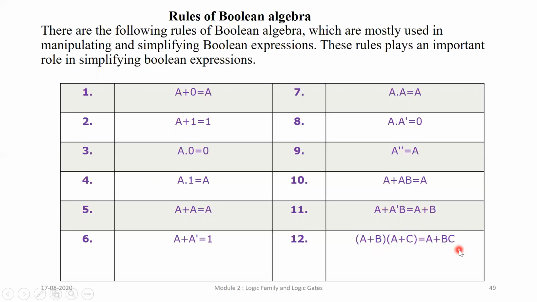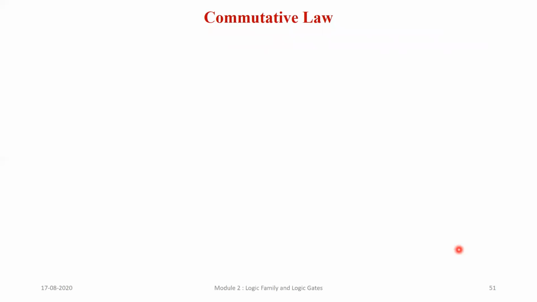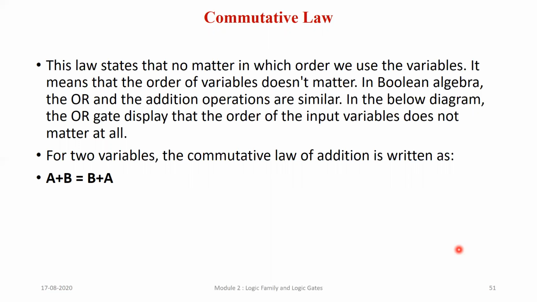So you should remember these 12 rules properly. In the next class, I will show you how you will use these formulas to reduce expressions. Today we will be doing all the theory. Now suppose you know very well the laws of Boolean algebra. So commutative law. You are aware of the commutative law. So what is commutative law?